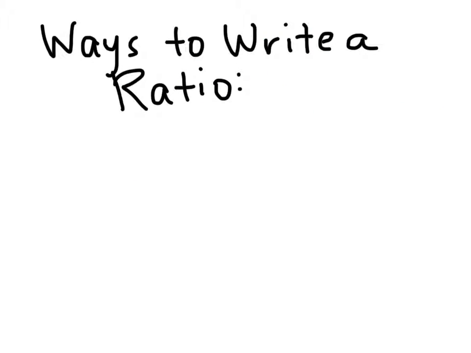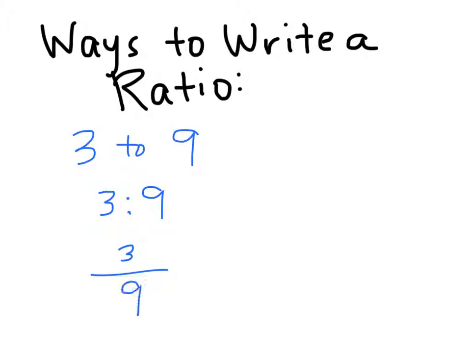There are three different ways that we can write a ratio. We can write it as 3 to 9, and we can write it as 3:9, and we can write it as a fraction, 3 over 9. This is the most common way that we see it written, as a fraction, but we read all of them like the first way. We read it as 3 to 9.